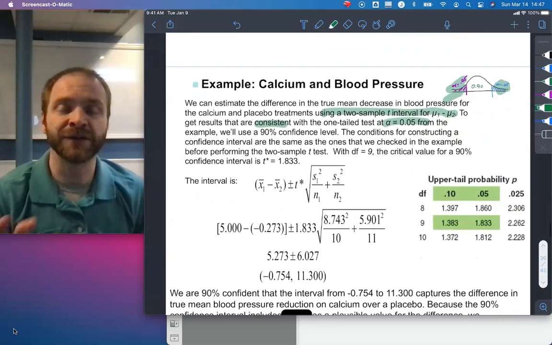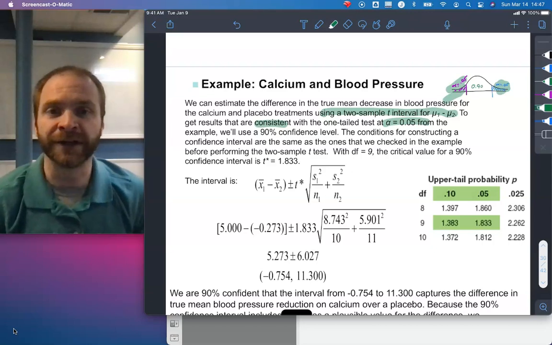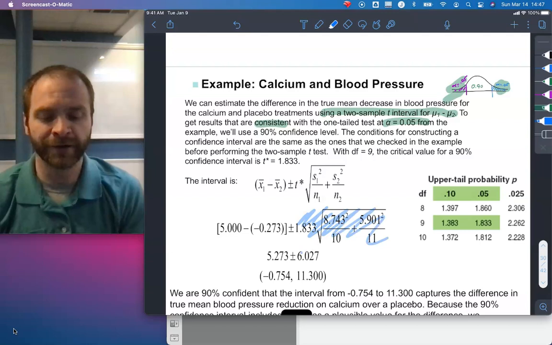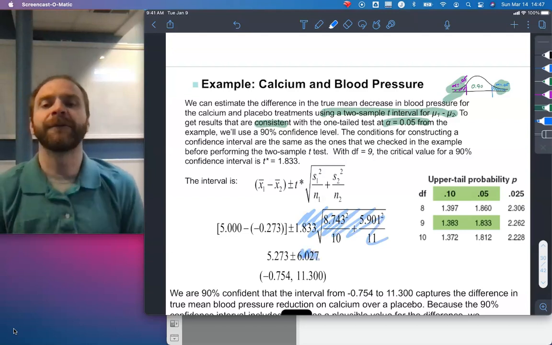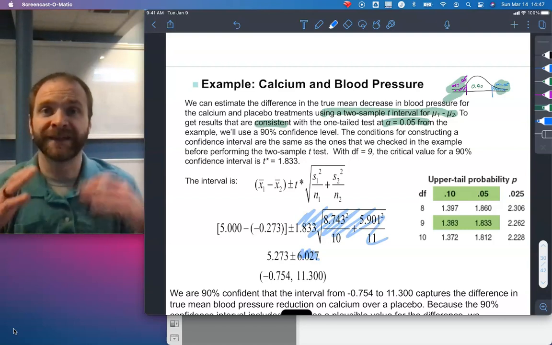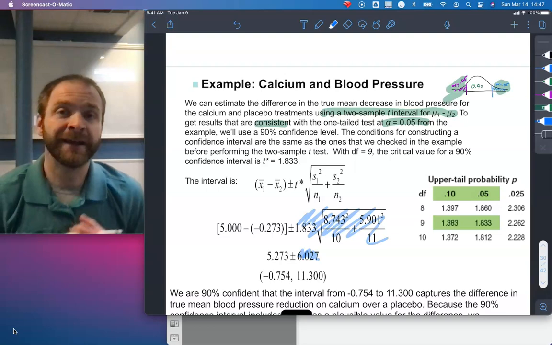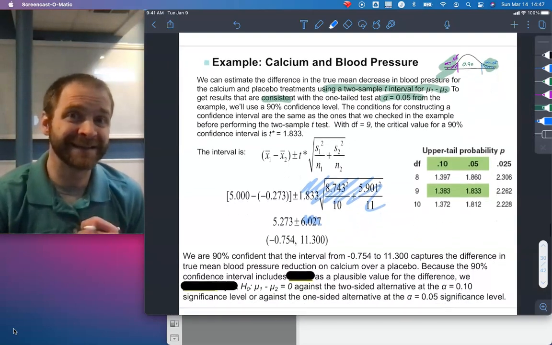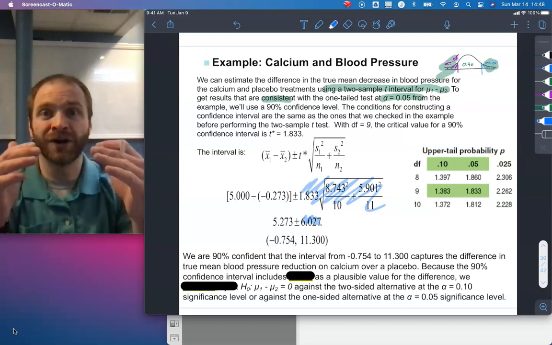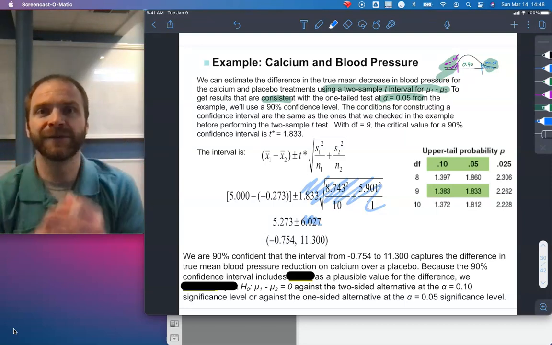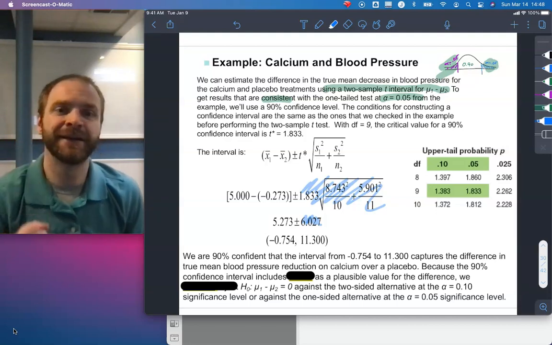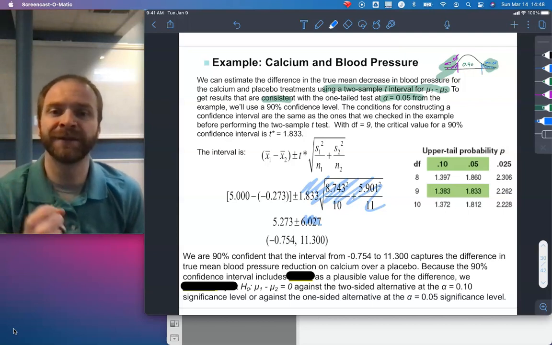Well, for 90%, you have a t-star of 1.833, and you can plug it in. Remember this part, you have this being your margin of error, 6.027, and what you get is negative 0.754, comma, 11.300. That's going to be the confidence interval that relates to it. Now, in that interval, 0 is contained. Remember, 0 means there is no difference. It relates to the null hypothesis, the claim that there is no difference. Well, 0 falls inside of that interval. Our interval captures 0.